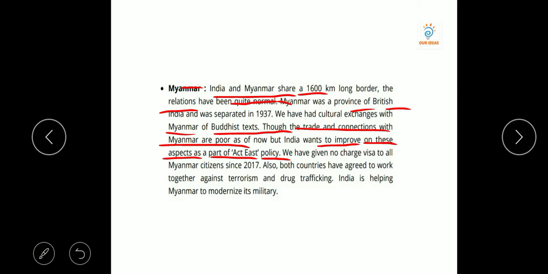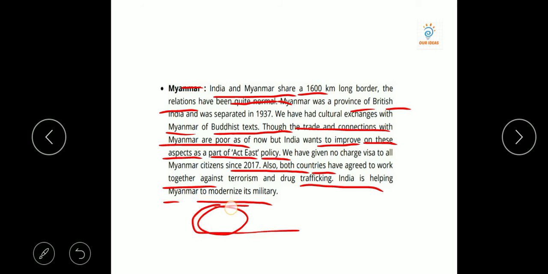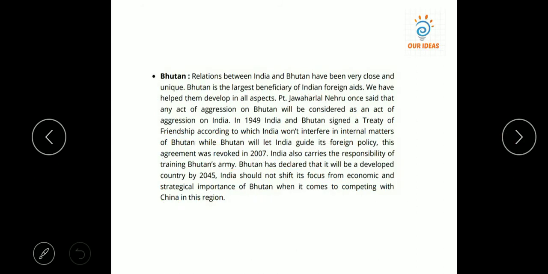We have given no-charge visas to all Myanmar citizens since 2017. Both countries agreed to work together against terrorism. India is helping Myanmar modernize its military, but the problem is that Myanmar is a part of China's OBOR, and there are many projects between India and Myanmar, like the Kaladan multimodal project. But the problem is that India is going to miss the deadline, and it is going to be late on the project. But the importance of Myanmar is that it acts as a bridge between South Asia and Southeast Asia for India.